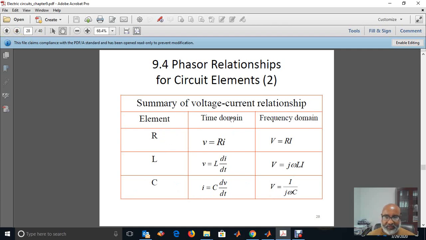So this is the summary. In time domain, v equals R i for the resistor; for the inductor, v_L equals L di by dt; for the capacitor, i equals C dv by dt. In frequency domain, these are phasor forms: V and I are in phasor form. For the resistor, V equals R times I. For the inductor, the voltage is j omega L times the phasor current I. And for the capacitor, the voltage is I over j omega C.